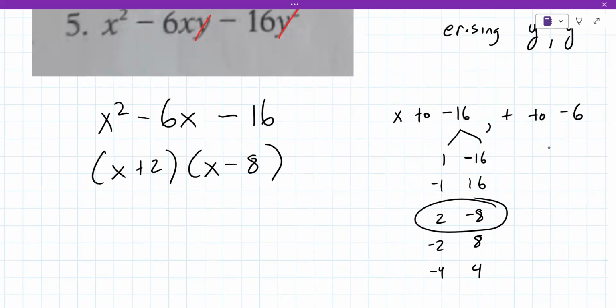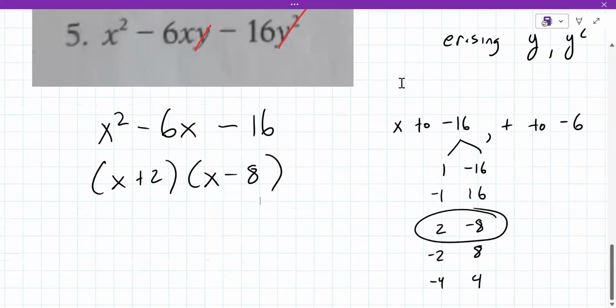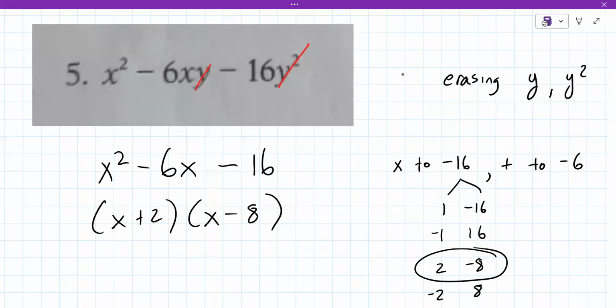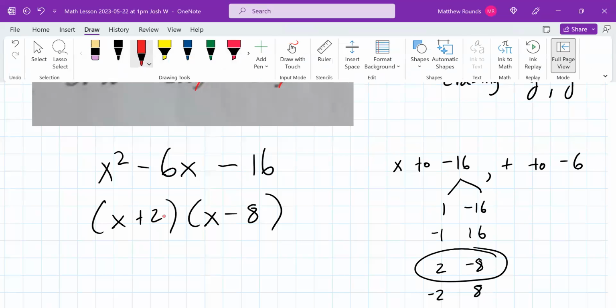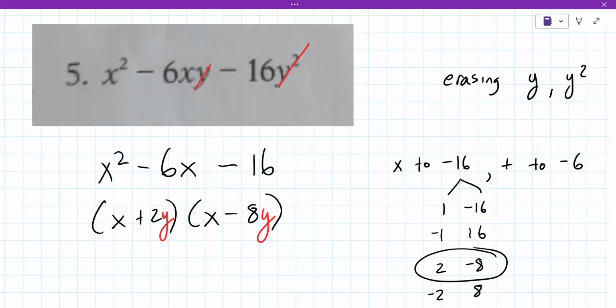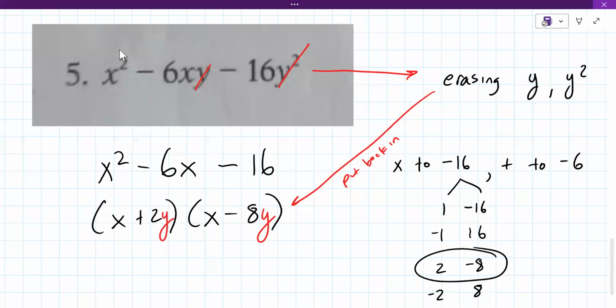And you might think, okay, well, I'm done. But remember, we erased the y and the y squared. So we've got to get those back in there. I'm going to explain how to do that in a moment, but is it clear how to factor something like this? Okay. So to get to y squared, it's a y times a y. And that's where the y's come back in. You erase them and then you put them back in. So your final answer has y's there on the end.